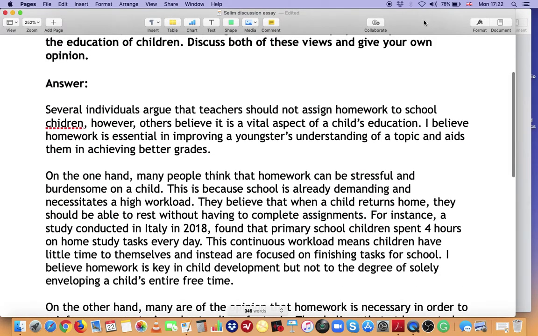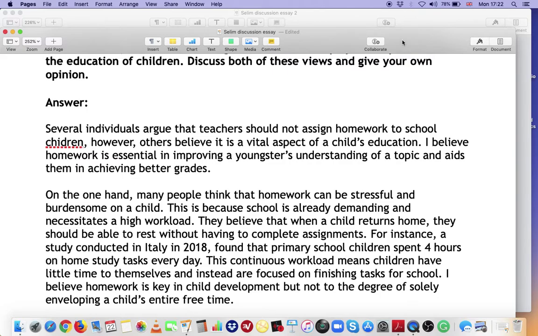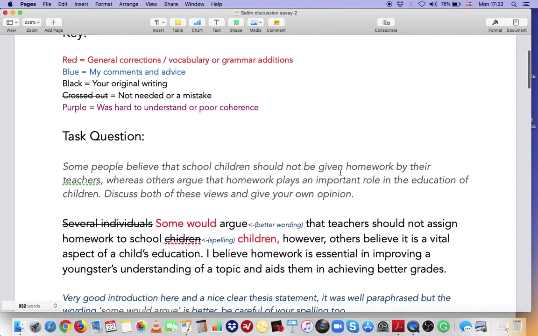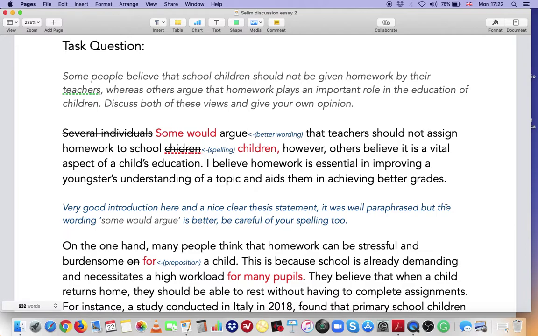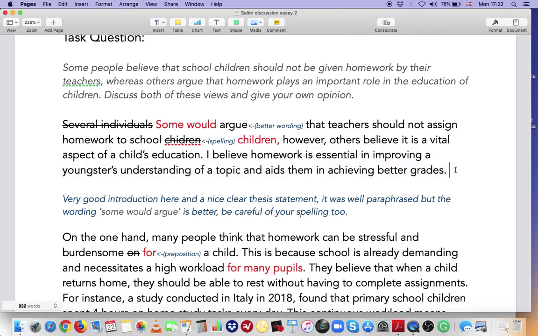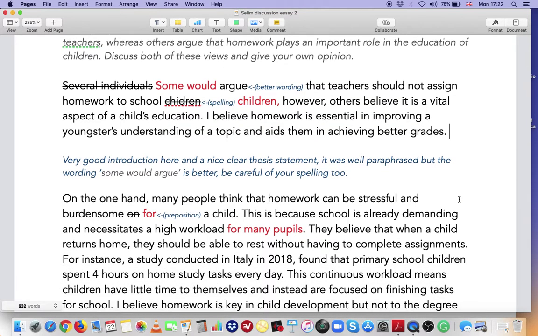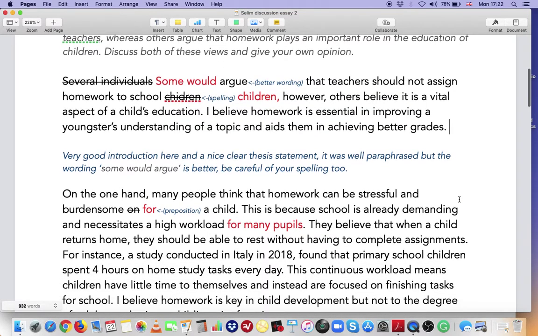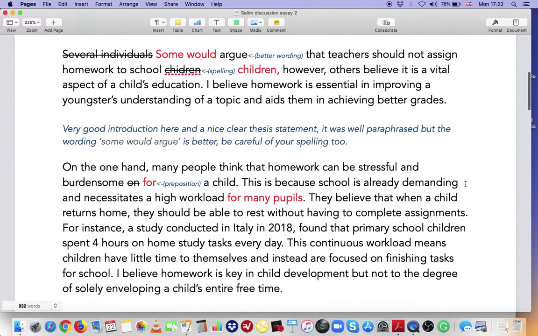Now let's take a look at his improvements here. So straight away the introduction is much better. He's basically just paraphrased the 2 sides. So some would argue and others believe, there's just a spelling mistake here. And then he's got his thesis statement, which is very concise and clear to the reader. So it's a nice clear thesis statement, well paraphrased, but just a little bit of a spelling mistake. Overall, it's a pretty good introduction.